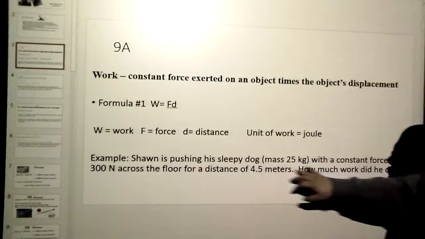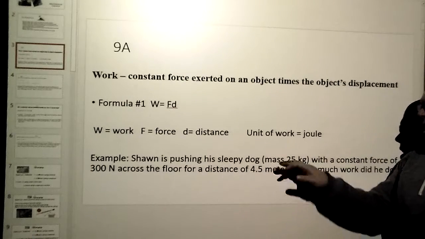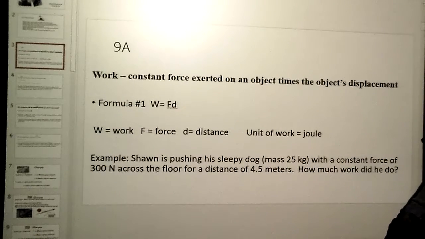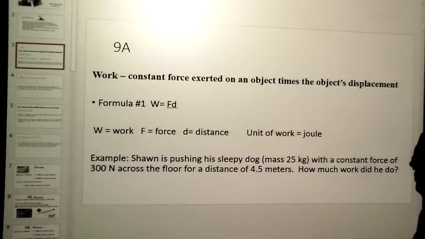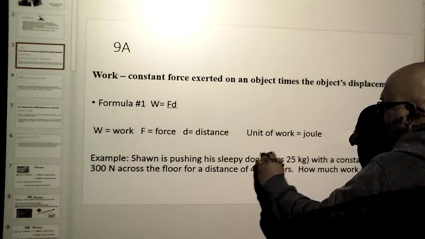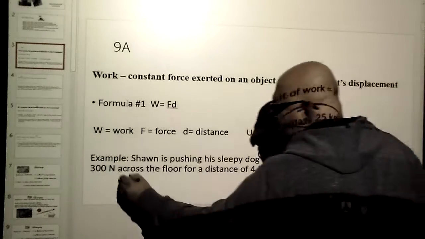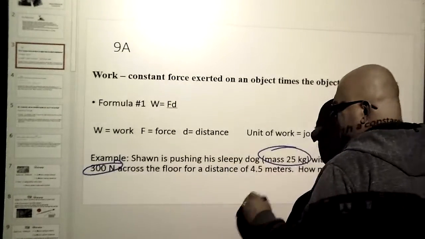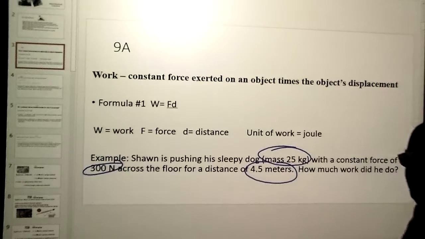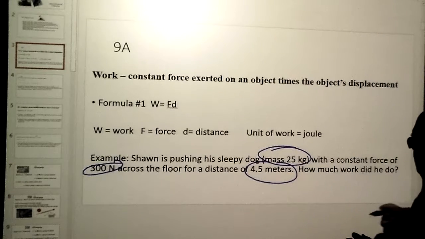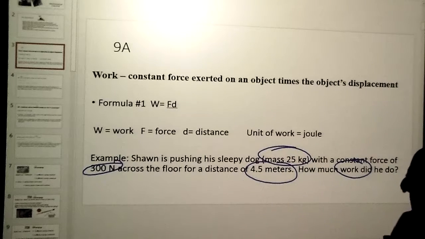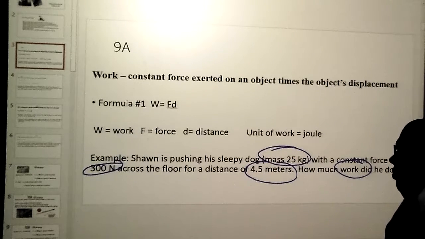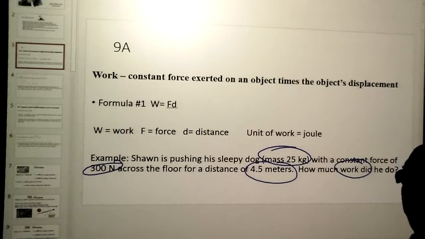So here's an example. Sean is pushing a sleepy dog, mass of 25 kilograms, with a constant force of 300 newtons across the floor for a distance of 4.5 meters. Now there's some things we got to look at. We have a mass of 25 kilograms, we have a force of 300 newtons, and we have a distance of 4.5 meters. And then they're asking us how much work did this guy do pushing the sleepy dog?